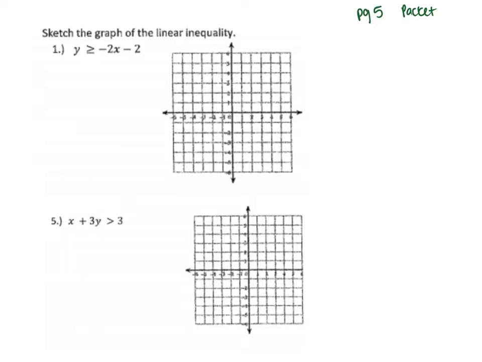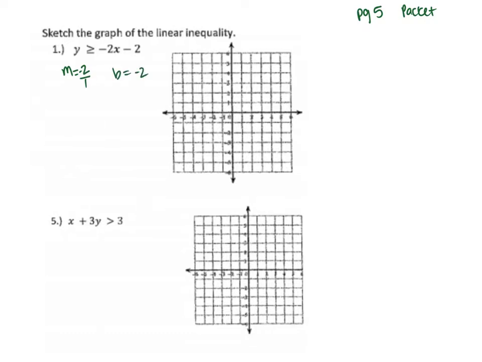Okay, so let's do some example problems from page 5 of the packet. So I've chosen problem 1 for us to start with. In this problem, notice how we need to first check to make sure that the y is by itself, and it is. So on this side, I can clearly see what's my slope and what's my intercept. My slope here is the number in front of x, which is negative 2 over 1. So I have the rise over 1. And then b here is negative 2.